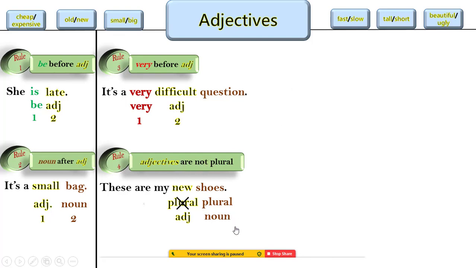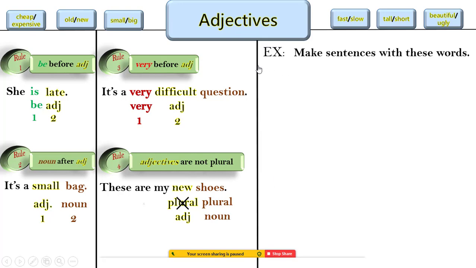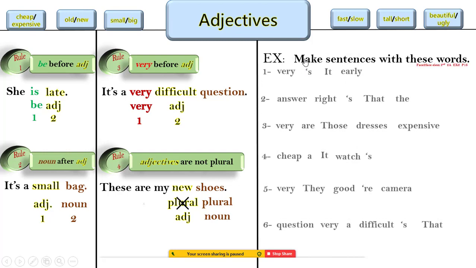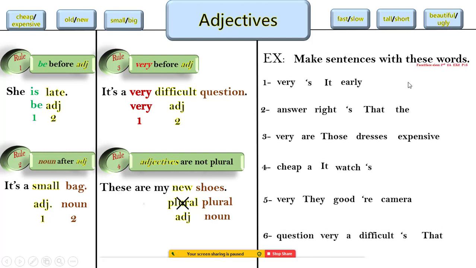Okay, so here we will have some examples. Okay, here make these sentences, make sentences with these words. Of course, this exercise is from Face2Face Elementary Second Edition book, lesson 2A, exercise 2, page 16. Okay, so you can stop the video now, do the exercise, after that you check. Okay, so after you finish, we check together.